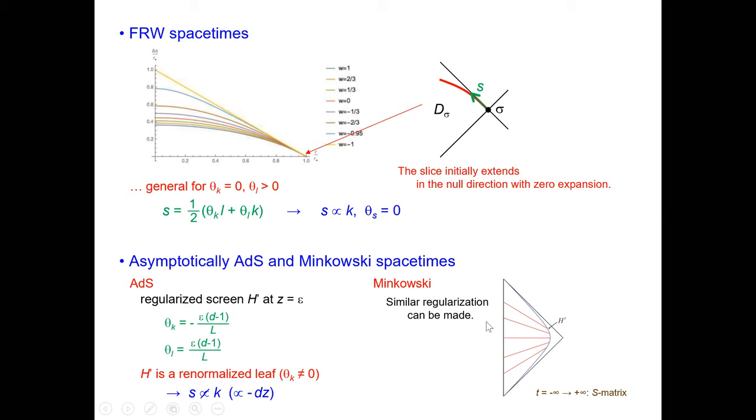So yes, you can smoothly connect to AdS and Minkowski. But this point doesn't exist for this space, because of this asymptotic feature. Hopefully that answers your question.